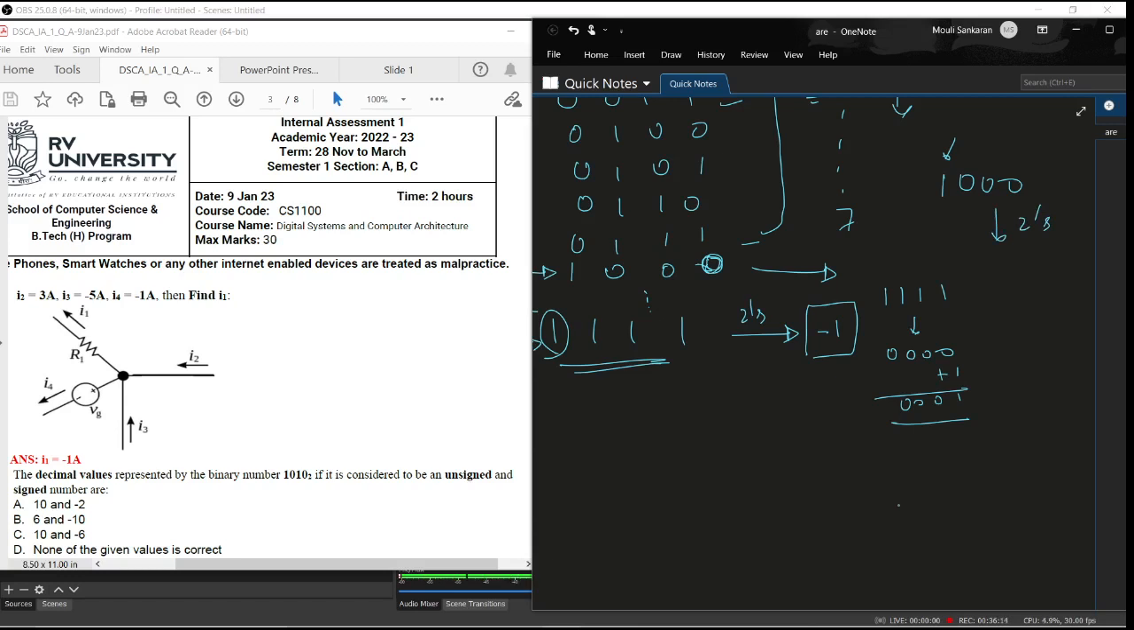So you need to find the complement of this, 0 1 1 1, because all the bits are complemented. Now I need to add a 1. Let me write it like this. I am adding 1 here. So this is 0, we'll get a carry, then 1 plus 1 is 0 again. I get a carry, which is 1. So 1 plus 1 is 0, because we know that it is 2.